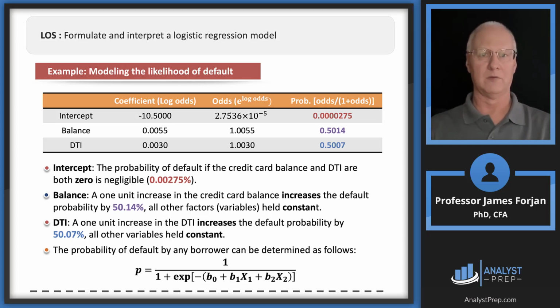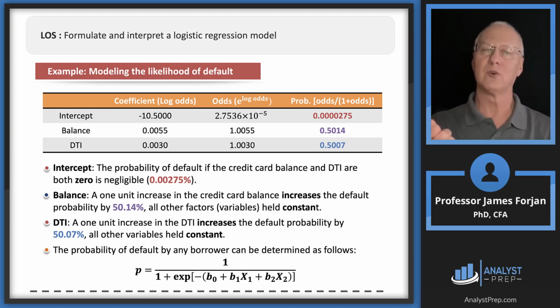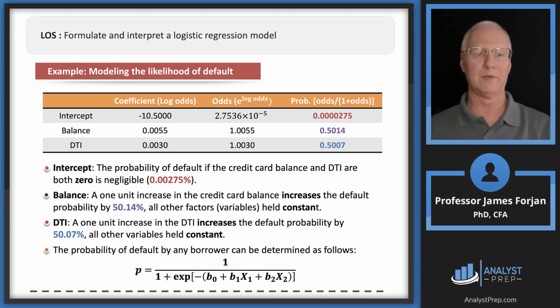Let's go ahead and review some of the conclusions that we can make. All right, the intercept, notice we have the word negligible in there, right? So that's a very, very low probability. The balance, however, a one unit increase in the credit card balance. So you need to make sure, is that a $1 increase? Is it a 1% increase? So the Institute will have to tell you that in the question stem or the vignette.